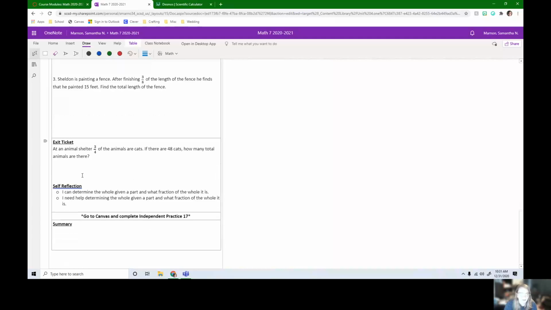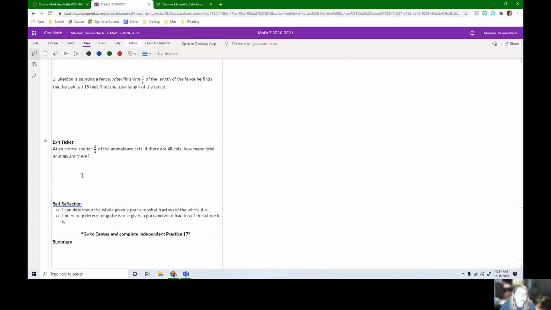And then you have your exit ticket. At an animal shelter, 3/4 of the animals are cats. If there are 48 cats, how many total animals are there? So finding the total on your exit ticket.